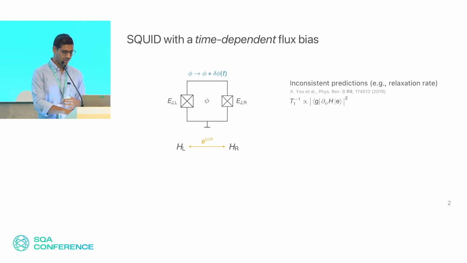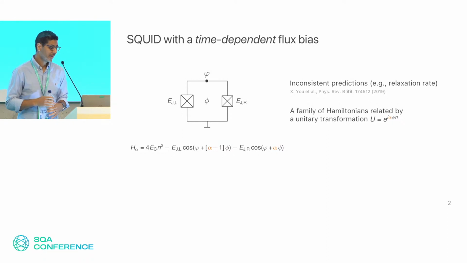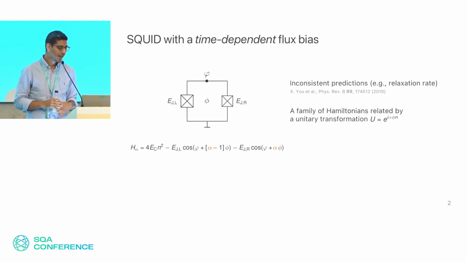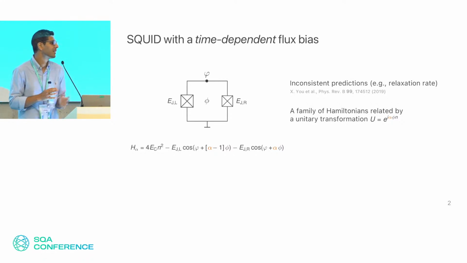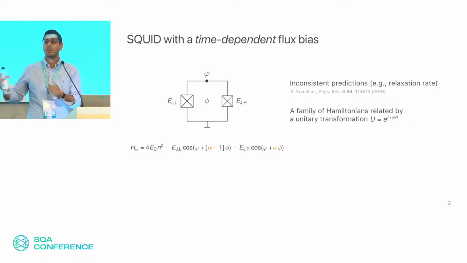And in fact, the situation is more complex because there are more ways to divide the flux. For instance, I can give a fraction alpha to the right junction and the remaining fraction 1 minus alpha to the left junction. So in a way, there are infinite ways to divide the flux between the two Josephson junctions. And this, again, leads to an entire family of Hamiltonians that we can relate by a unitary transformation U.